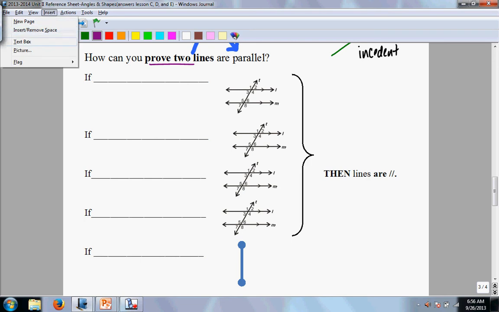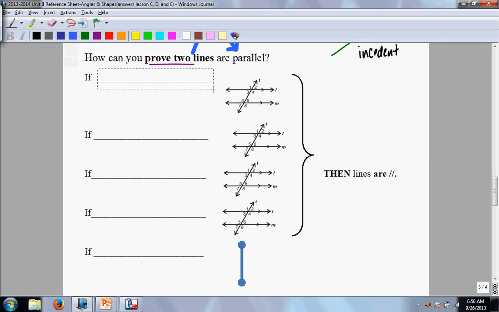It says if alternate interior angles are congruent, then lines are parallel. So if you have a situation in which you have congruent alternate interior angles, also known as armpits of the Z, if those angles are congruent, it forces the lines to become parallel.